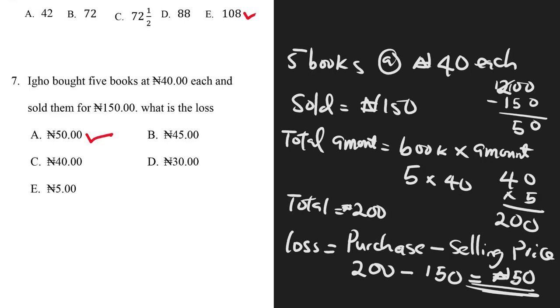So after buying 5 books for 40 naira each, which cost him 200 naira, he decided to sell them at 150 naira. Remember that this 150 naira is for the entire book. That means Igohu lost 15 naira, right? So let's move to the next question.